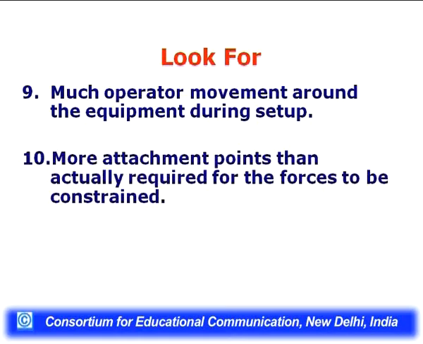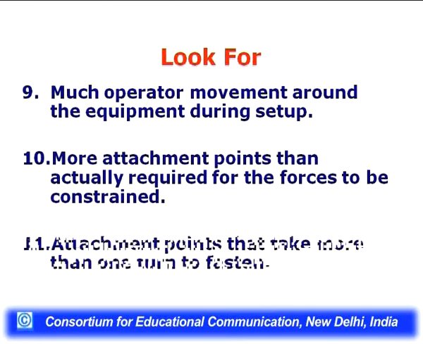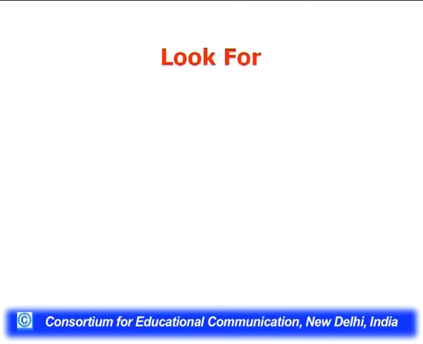More attachment points than actually required for the forces to be constrained. We look for more attachment points so that modifications are possible. Attachment points that take more than one turn to fasten. We said it is the last round or the last turn of the bolt which fastens the parts. So, we should have attachments where only one round is possible and the things are attached and fastened.